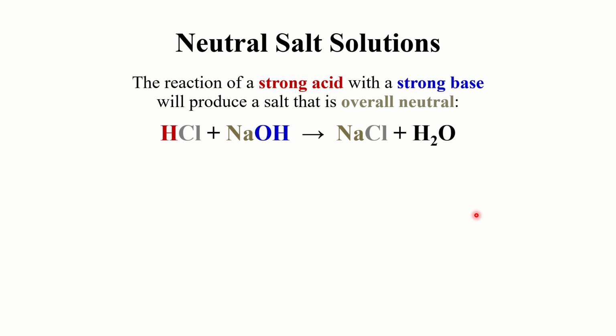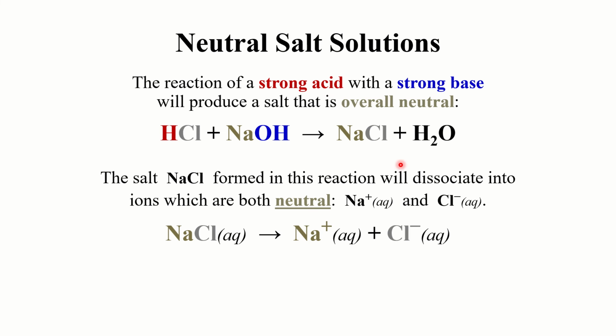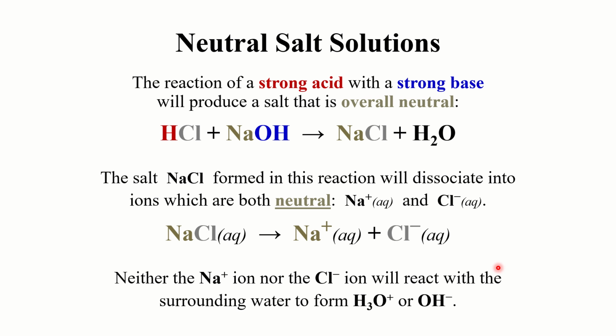Neutral salt solutions are typically formed from the reaction of a strong acid with a strong base. So hydrochloric acid plus sodium hydroxide, this forms sodium chloride and water. The salt NaCl formed in this reaction will dissociate into ions which are both neutral. That NaCl dissociates into Na plus and Cl minus. Neither the Na plus ion nor the Cl minus ion will react with the surrounding water.